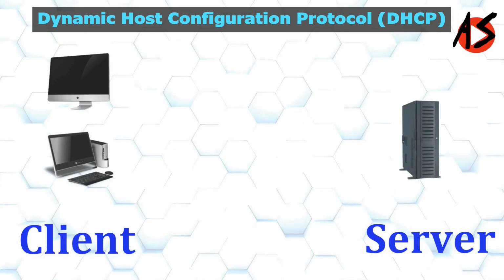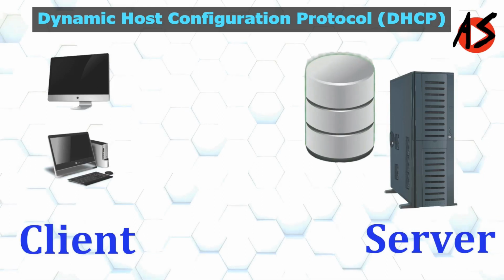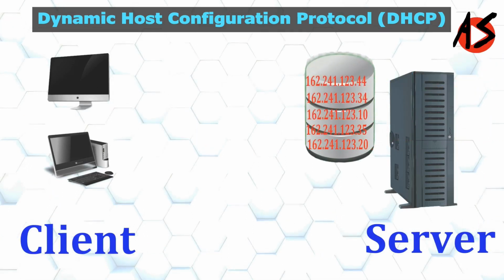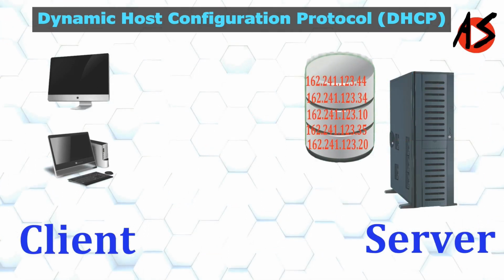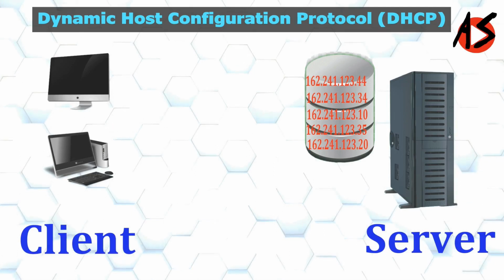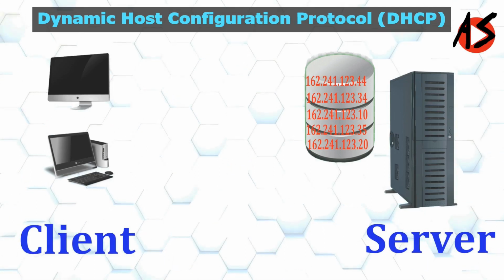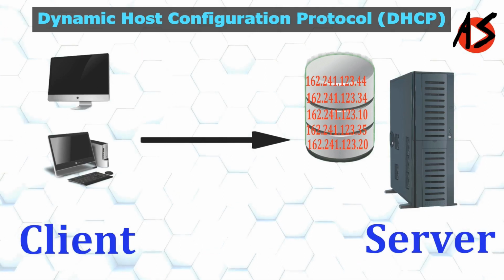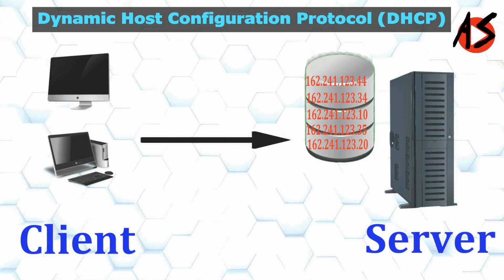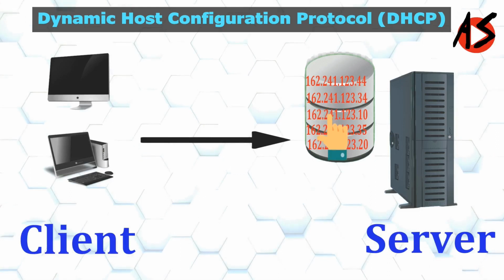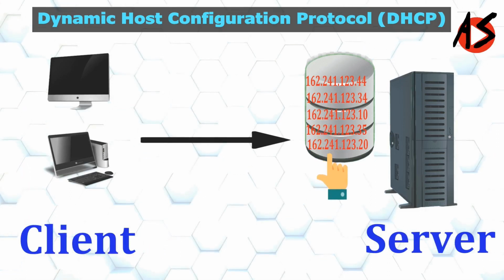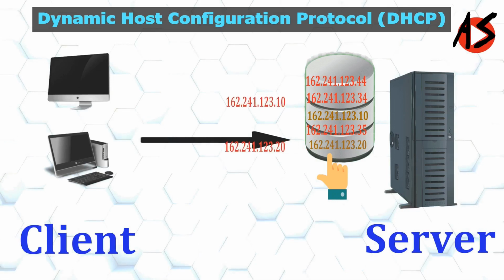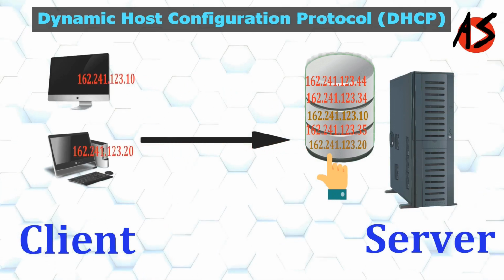Normally, a DHCP server has a database with a pool of available IP addresses. This database makes DHCP dynamic. When a DHCP client requests a temporary IP address, the DHCP server goes to the pool of available IP addresses and assigns an IP address for a negotiable period of time.